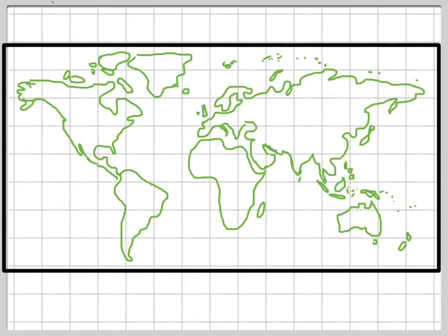When you look at an atlas, it's more likely to look something like this, and it works exactly the same: the equator runs through the middle of the Earth, and then we get lines of latitude as we move north increasing, and lines of latitude increasing as we move south.